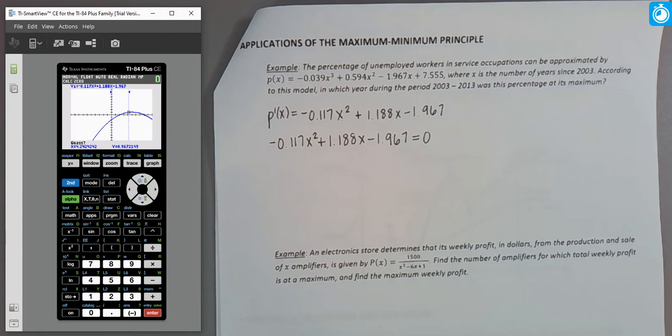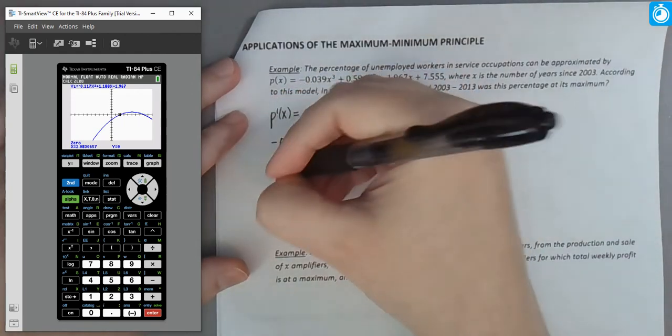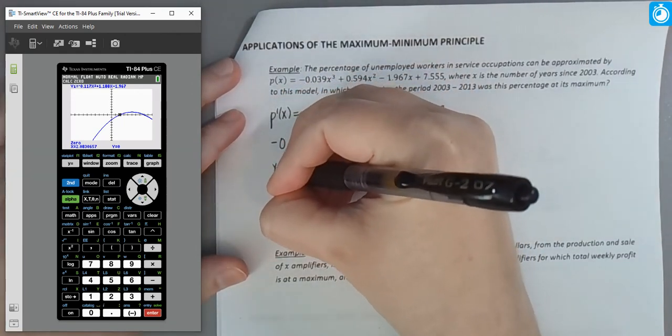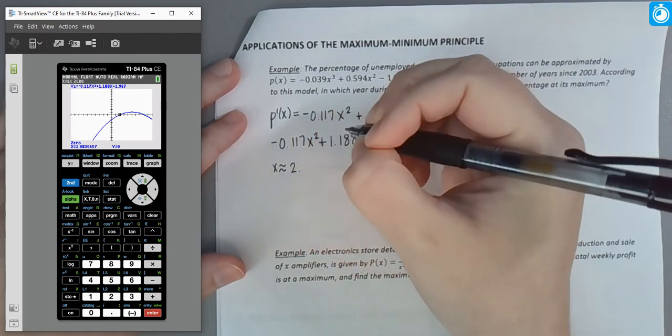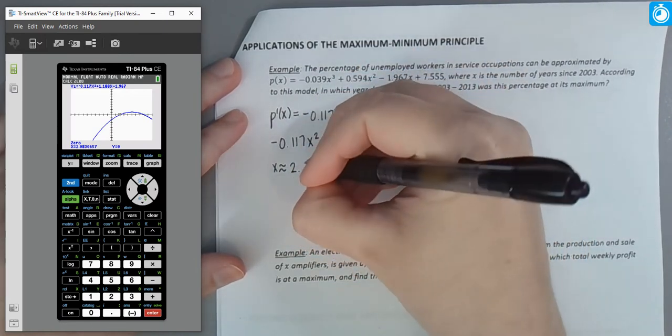Now it just says guess. That just means, do you want me to guess where it is? Okay, so we're going to hit enter one more time, and it's going to give you the location of your 0. So in this case, it's not exactly 2, but it's somewhere close to 2. And so we're just going to round. In this case, it's going to be approximately 2.083. That'll work.